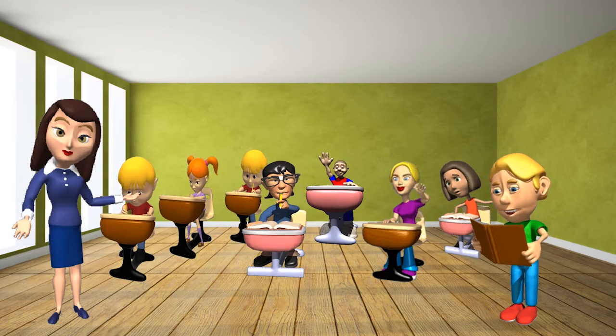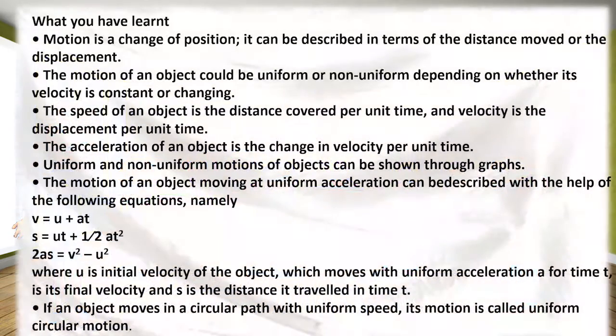Important points that we learned in this lesson include: motion can be described in terms of the distance of an object or its displacement. In other words, motion is a change of position. The motion of an object can be categorized as uniform or non-uniform motion depending on the velocity of the object, that is, if the velocity is constant or changes with fixed intervals of time.